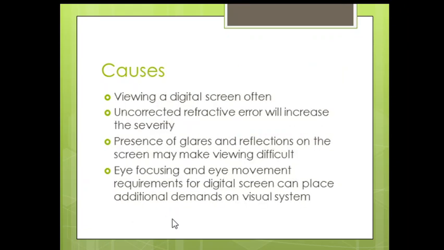We'll discuss the causes of computer vision syndrome. The basic causes are viewing a digital screen often, uncorrected refractive error, which will increase the severity, presence of glare and reflections on the screen, which may make viewing difficult, and eye focusing and eye movement requirements for digital screens, which can place additional demands on the visual system.